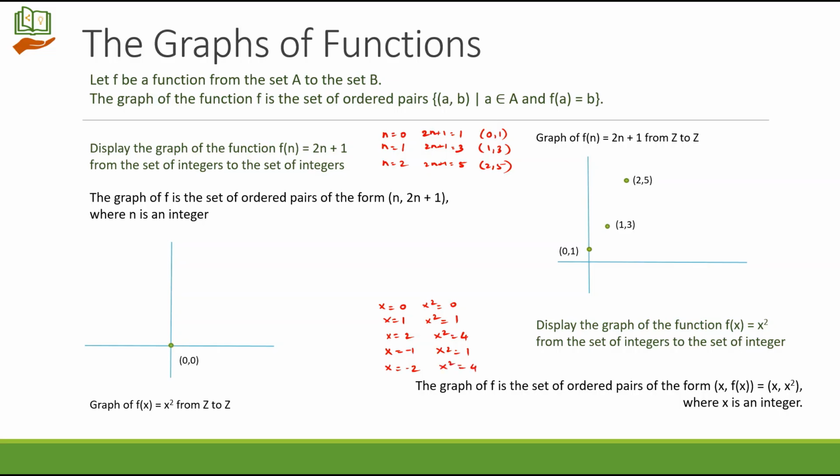Now we will have (0, 0) from the first. Then we have (1, 1) here and (minus 1, 1) here. Then we have (2, 4) and (minus 2, 4). Then we have (3, 9) and (minus 3, 9). So this part is the positive part and this part is the negative part.